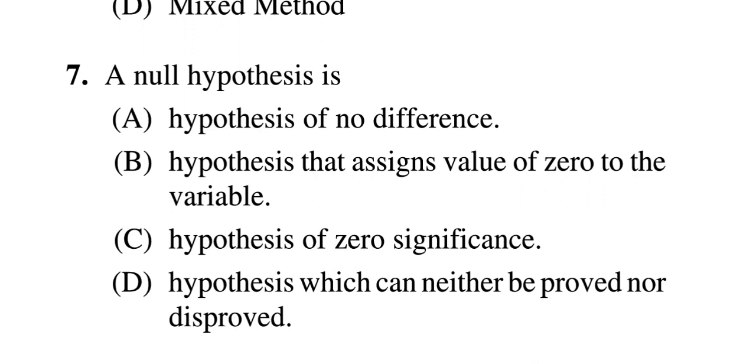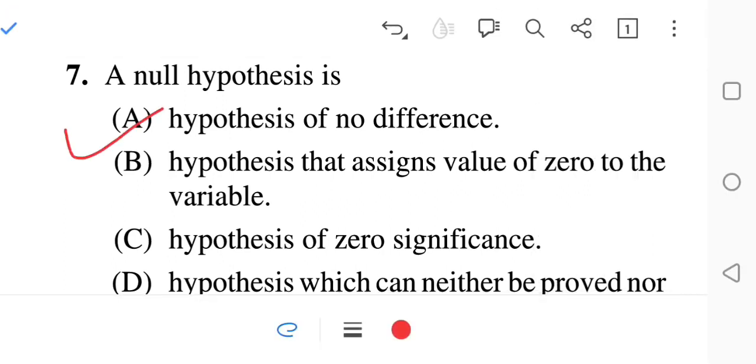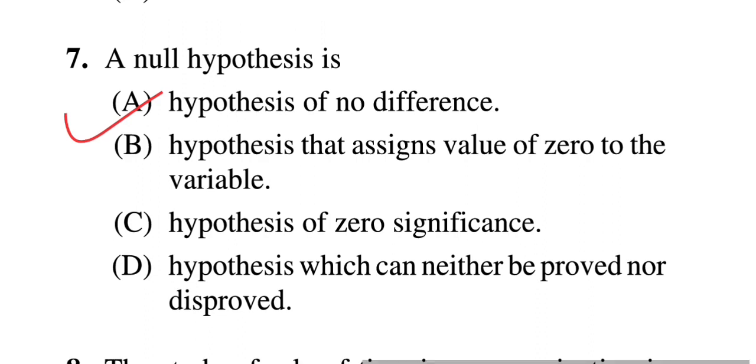Let me give you the correct answer. Number 7, the correct answer is A. A null hypothesis is a hypothesis of no difference. Okay, a hypothesis of no difference. This question is related to research aptitude.